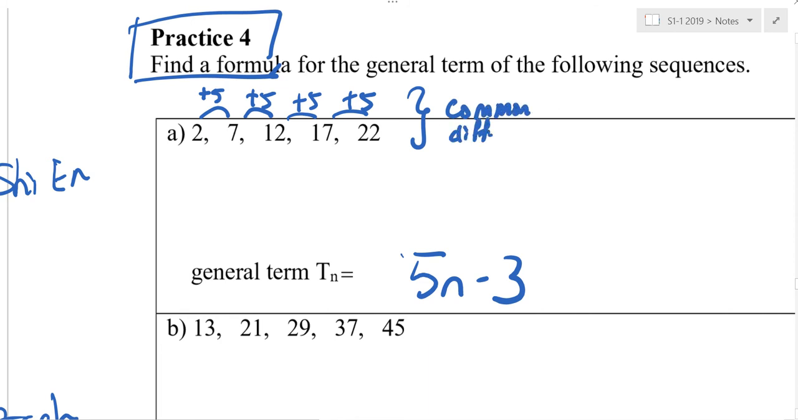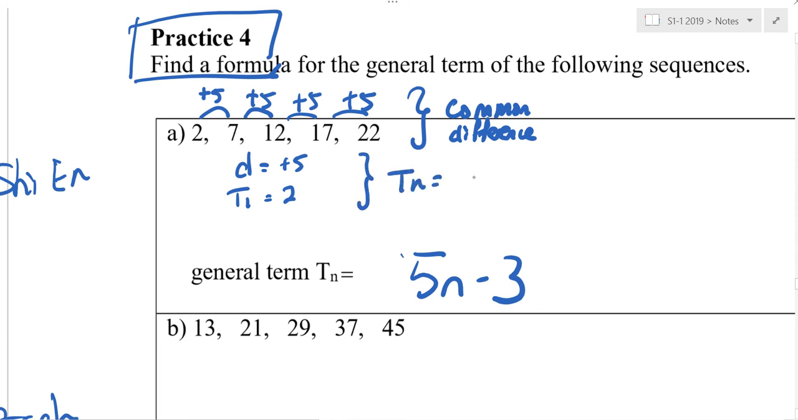Why is this important? If it's not common difference, don't even think of applying this formula. It doesn't work. Kylie, what is D? D. What is D? Plus 5. Xinjie, what is term 1? 2.